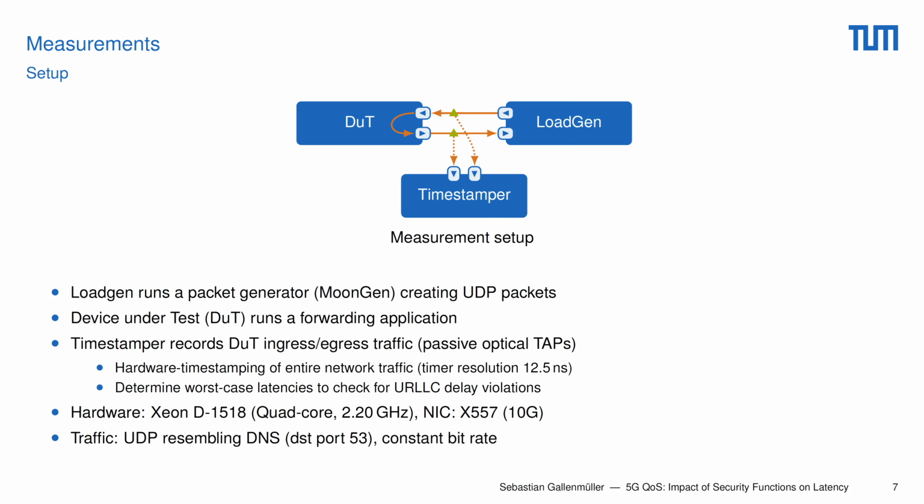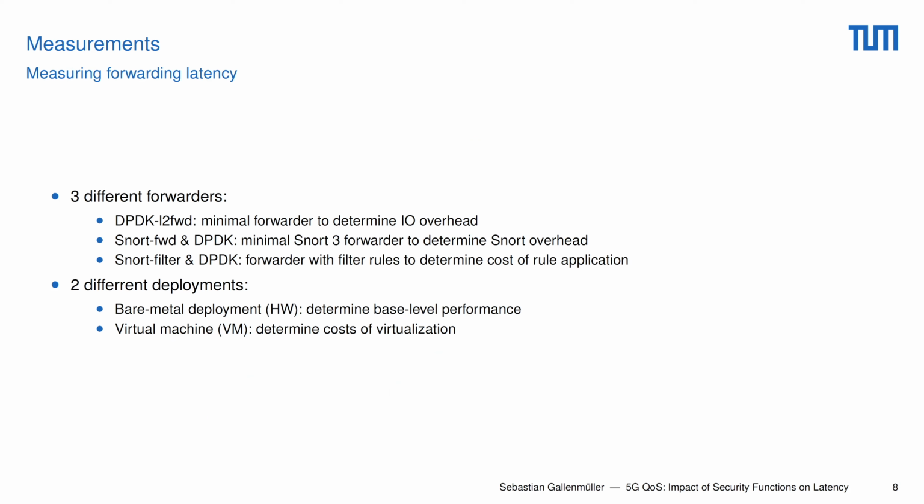For traffic, we use UDP, and we use DNS packets so that we can trigger certain rules on the intrusion prevention system, and we use constant bitrate traffic for our testing. For testing, we use 3 different configurations for our forwarder on the device under test with increasing complexity. So we use, as our basic example, the DPDK-based forwarder without Snort. Then we use Snort on top of DPDK as a forwarder. And then again, we activate the rule set on Snort so that we create an actual intrusion prevention system.